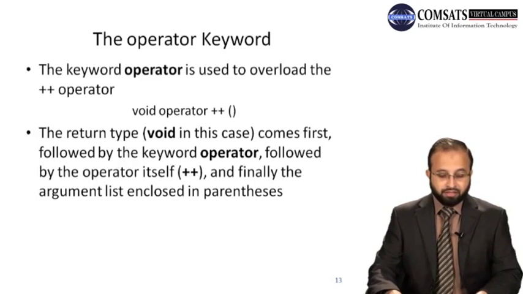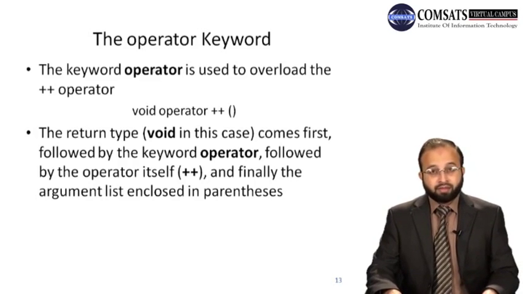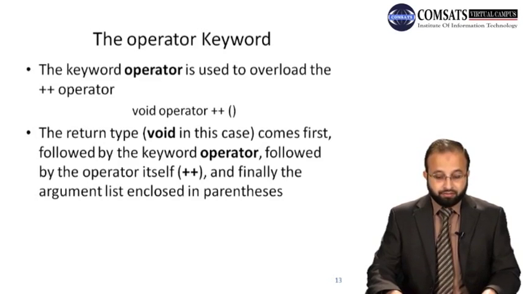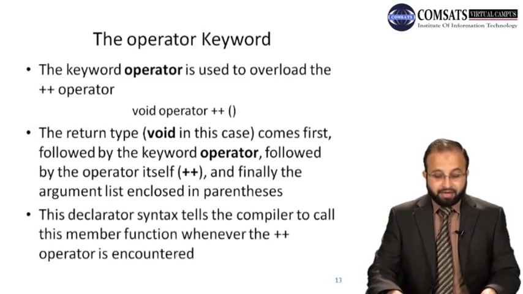And finally the argument list enclosed in the parenthesis, that is also optional whether you want to pass some argument to that operator function or not. Right, we will see when we need to pass some argument to the operator function and when not. So in this plus plus case we do not need to pass any argument. So this declarator syntax tells the compiler to call this member function whenever the plus plus operator is encountered with the object of counter class.